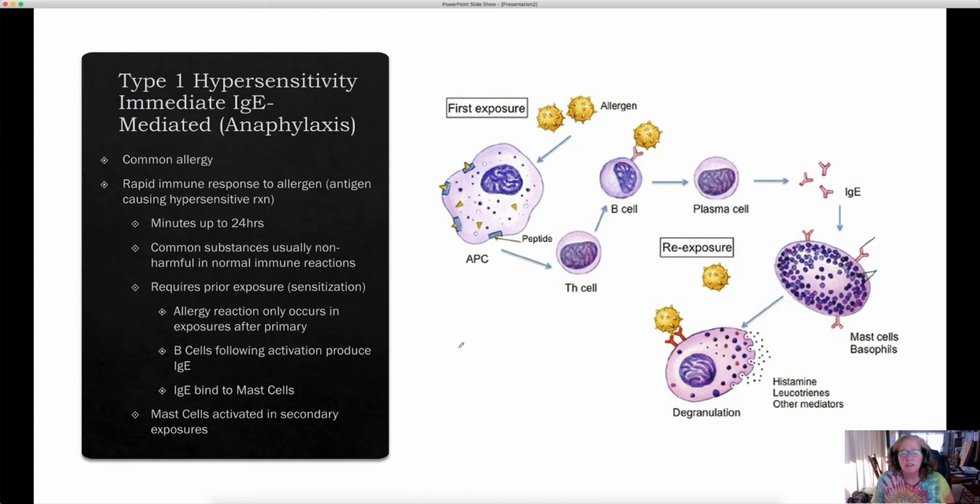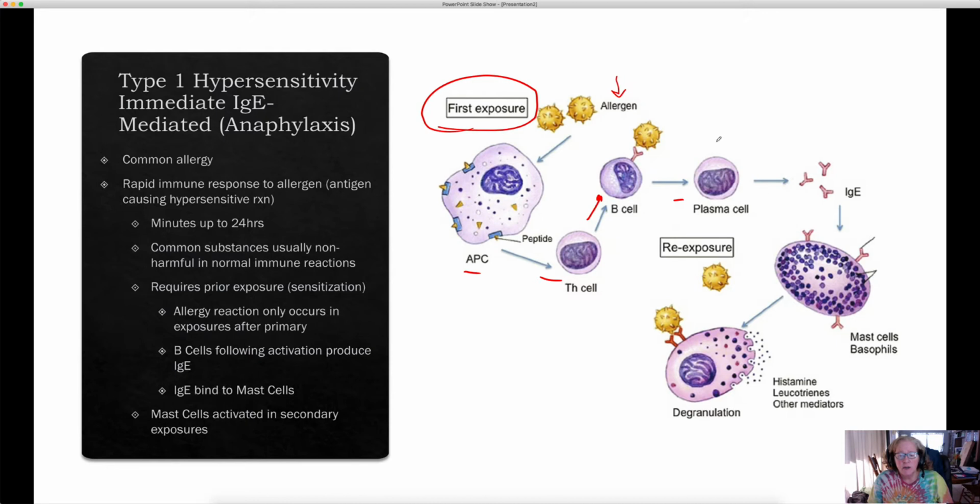So in type 1 hypersensitivities, the immediate IgEs, we have our first exposure. In first exposure, the antigen that we refer to in hypersensitivities as an allergen, such as pollen, pet dander, dust, mites, those sorts of things, activates the adaptive immune response. Here we have an antigen presenting cell, so this could be a dendritic cell or a macrophage. It is going to present antigen to the T cell. The T cell is going to say, all right, not a problem, and present to the B cell. The B cell says, okay, makes plasma cells.